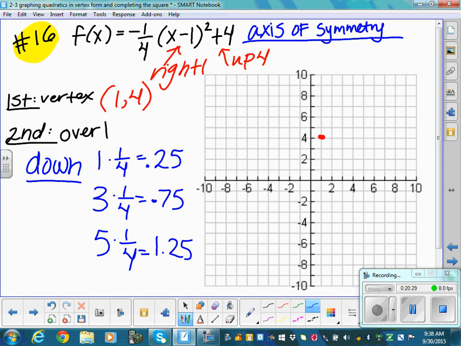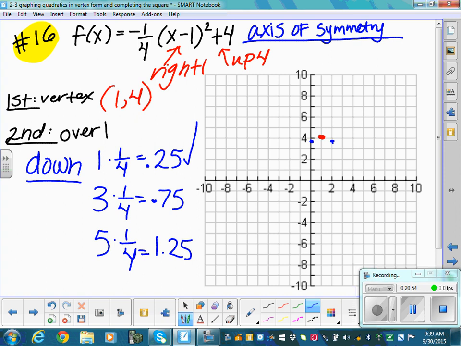All right, so now we know we're going over 1, down these things. So from here, I'm going over 1, down 0.25. So I'm barely going down, right? So over 1, down 0.25, about right there. Do it on both sides. Over 1, down 0.25. So I just took care of that one.